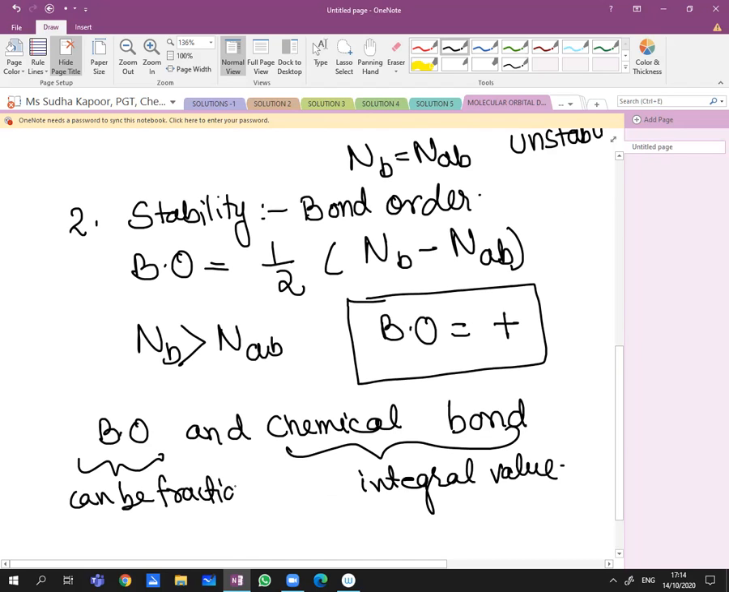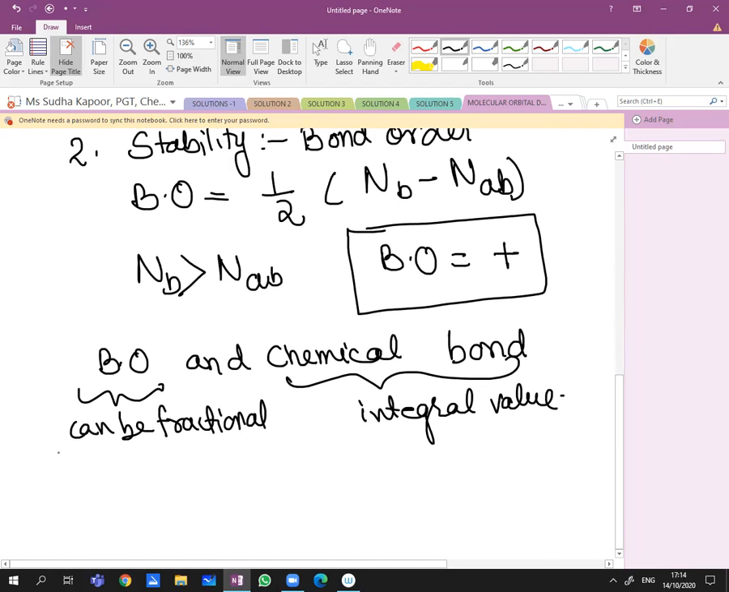So it is not the thing when we are talking about single, double, triple bond. If bond order is 1, it is a single bond. If bond order is 2, it is a double bond. If bond order is 3, it is a triple bond. But the chemical bond is always an integral value. Bond order can be a fractional value.